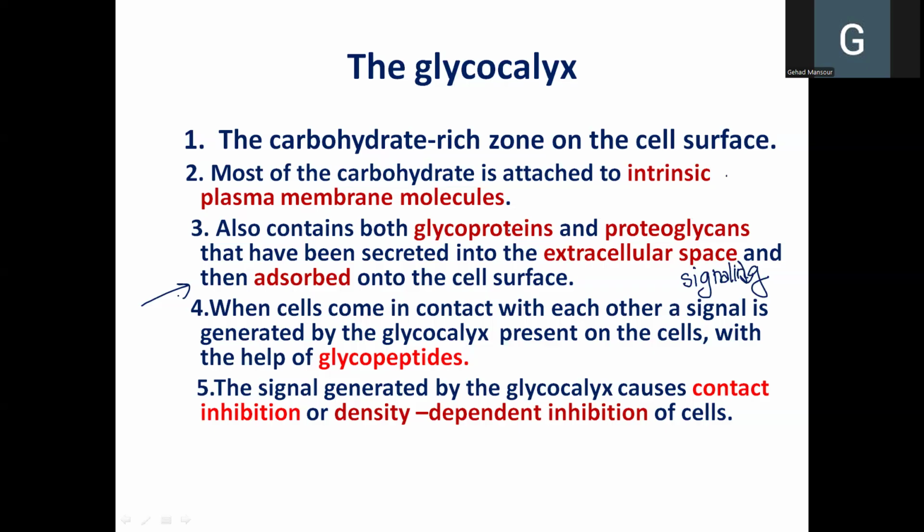What do I mean by signaling another cell? I mean that this glycoprotein molecule will be secreted by the cell into the intracellular space and then will be accepted by a receptor on a neighboring cell. In this case, it's not adsorbed on a neighboring cell, but it is accepted by a receptor on a neighboring cell. And this is the basis of contact inhibition or density-dependent inhibition. This is how the cells know that they are numerous or that their density is high.